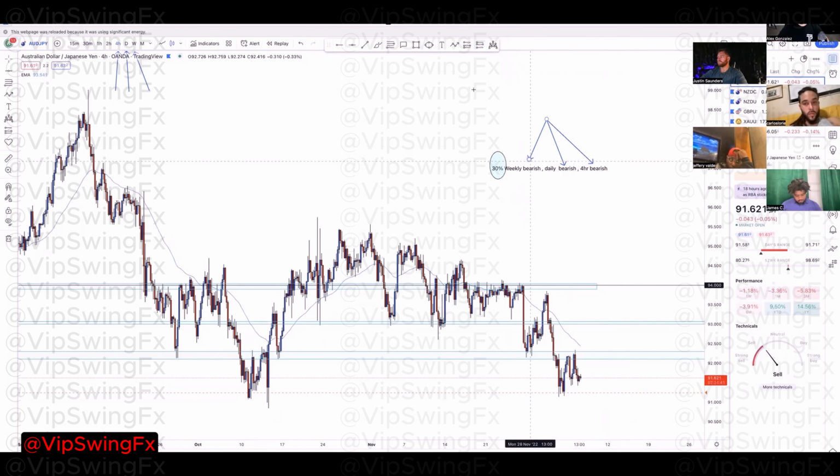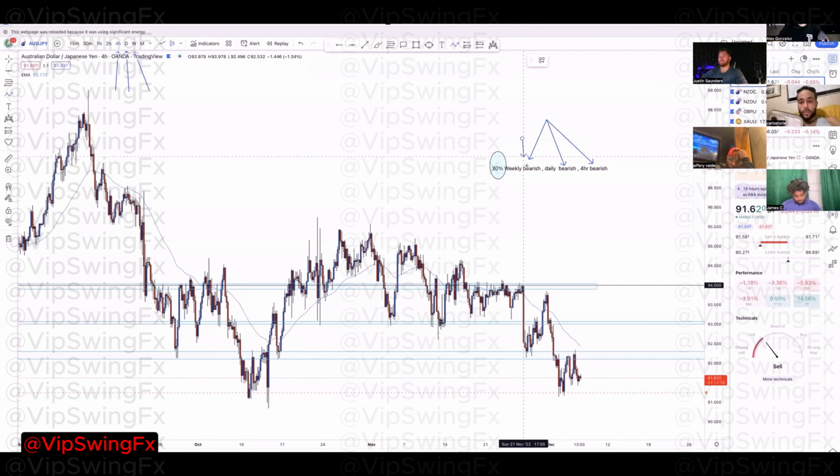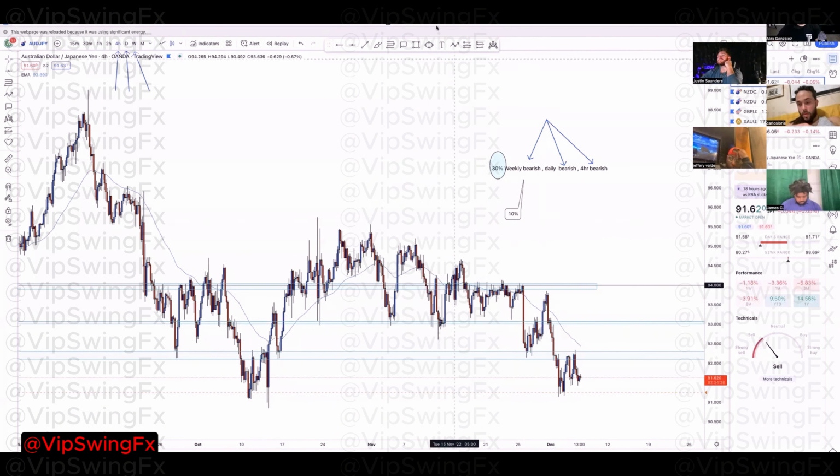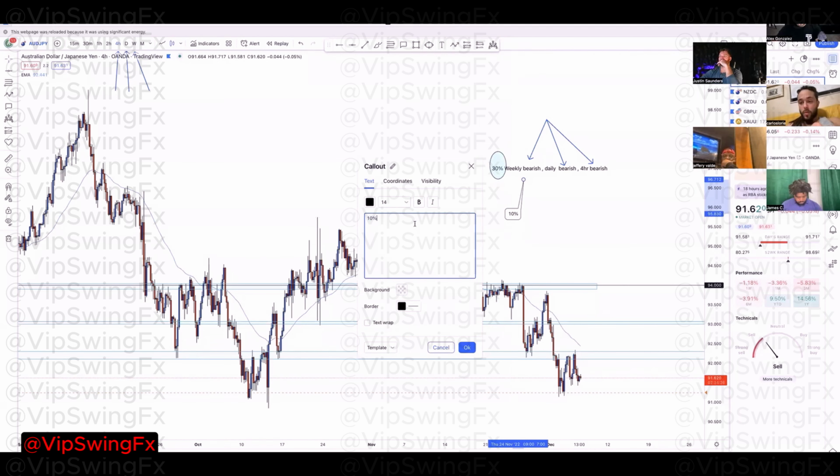What is the 30%? Great question. Every single time frame in sync is 10% towards your grade. So this time frame being bearish, this is 10% towards your grade. This is 10% towards bearish.